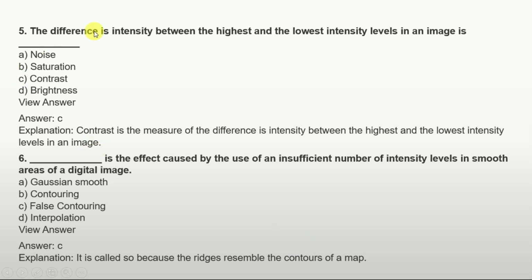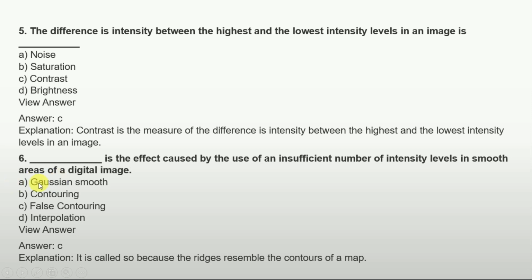So the difference in intensity between the highest and the lowest intensity level in an image is: noise, saturation, contrast, brightness. So the options are these four, and the answer is option C, that is contrast. Contrast is the measure of the difference in intensity between the highest and the lowest intensity level in an image. And then we have dash is the effect caused by the use of an insufficient number of intensity levels in smoothing areas of a digital image.